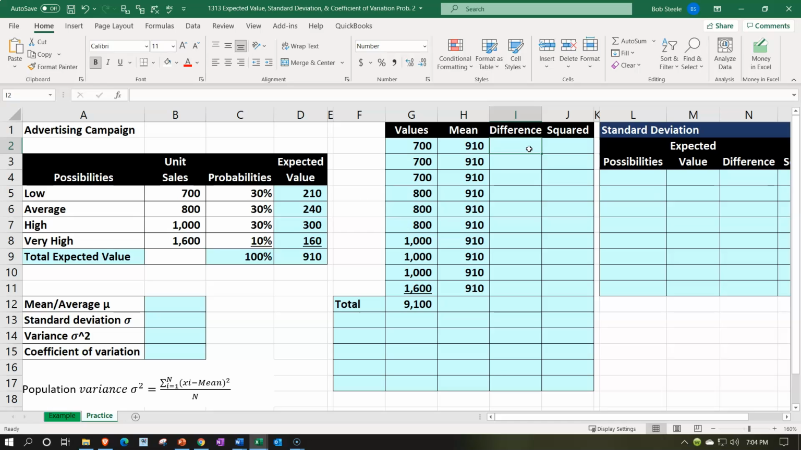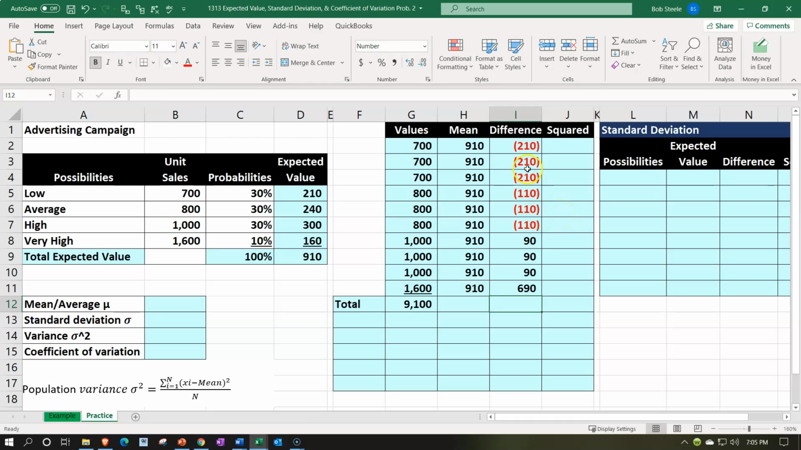And now let's subtract them out. So the value minus the mean. So we're doing this calculation for each data point, right? We're going to say this is the 700 minus the 910, the 700 minus the 910, the 800 minus the 910, the 800 minus the 910, the 800 minus the 910, the 1000 minus the 910, the 1000 minus the 910, the 1000 minus the 910, and the 1600 minus the 910.